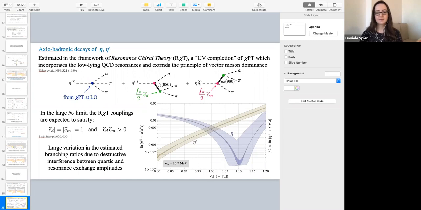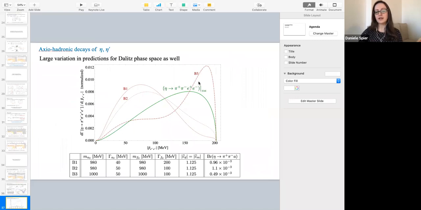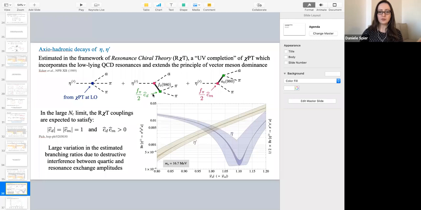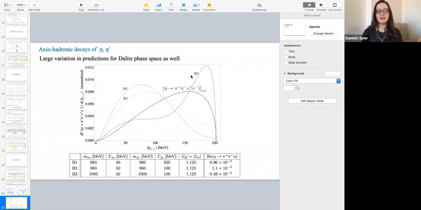Okay, then let me finish. Oh, I'm sorry. One more thing. There is another problem here. Once you include these contributions from these resonance exchanges, then you can really modify the Dalitz phase space of these final states. And this is just an illustration.